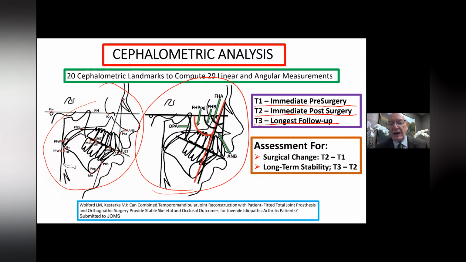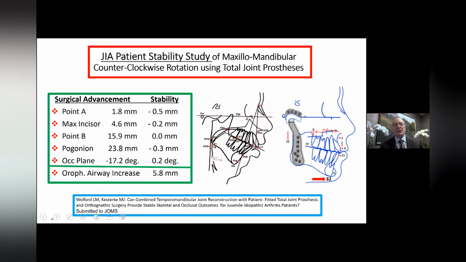So for surgical change, we looked at the T2 image, the immediate post-surgery cephalogram, and compared that to the T1, the immediate pre-surgery. That gave us the surgical changes we obtained with the procedures. And then we looked at long-term stability, where we looked at the T3 and superimposed that on the T2 to determine the stability of this protocol long-term. So these are the changes that were made. I'll point out some of these.